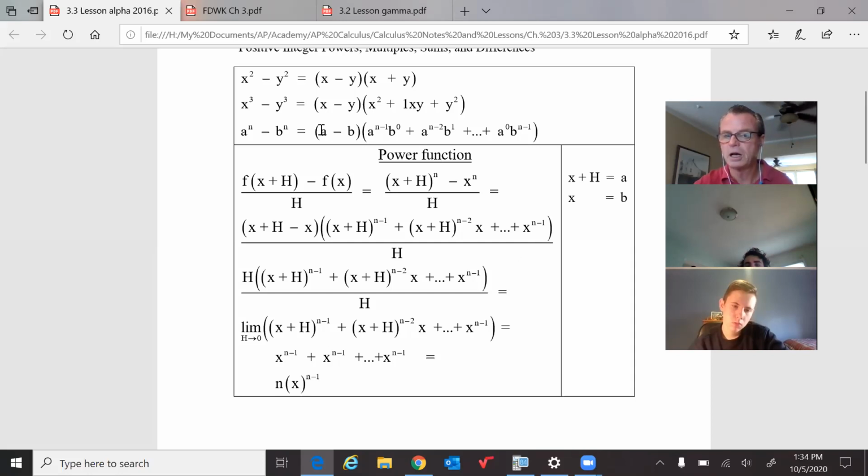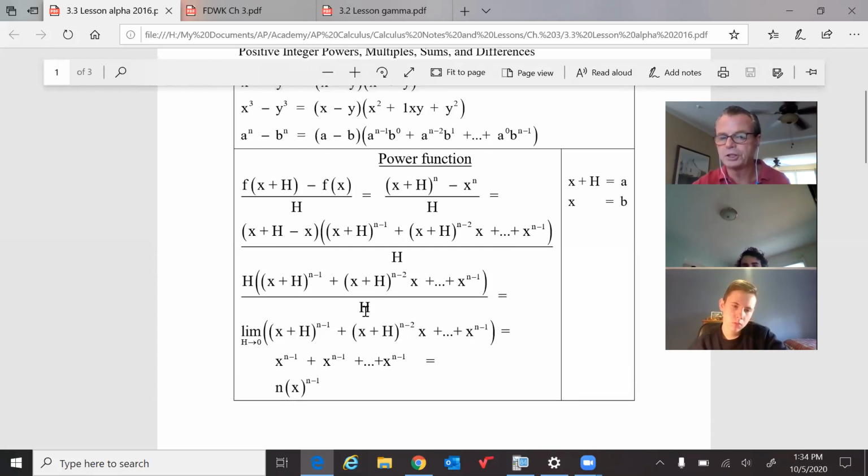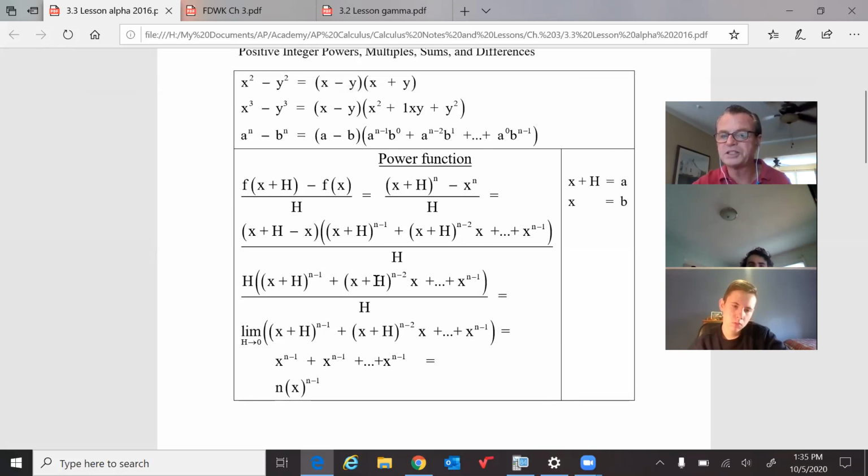Just like it does up here in the general expansion. Next thing, these x's add to 0 and leave you an h out here. This h is going to reduce with the h in the denominator and just leave you with this term. But this sum of terms is x plus h to the n take away 1. Now look at the next term: x plus h to the n take away 2 times x to the first.